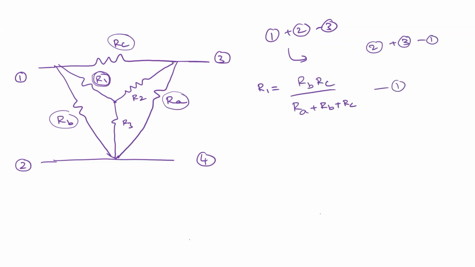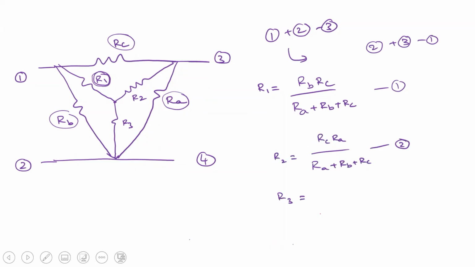R2 is RA RC divided by RA plus RB plus RC. So this is R2. Yes, sir. So what is R3 now? Tell me, without calculating R1. R3 is RA RB upon RA plus RB plus RC. Right, so RA, RB, RC will follow the sequence.